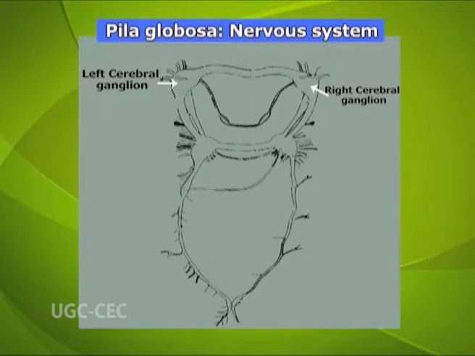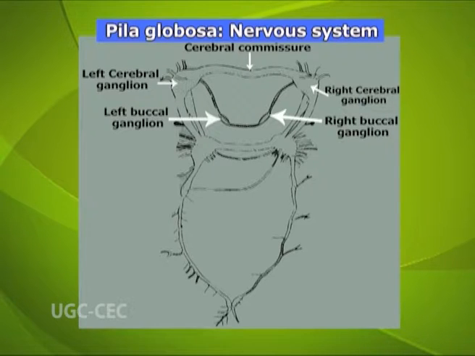A pair of cerebral ganglia lies anteriorly on the dorsolateral sides of the buccal mass, one on each side of the head. The two cerebral ganglia are connected by a thick cerebral commissure running transversely above the buccal mass. Each cerebral ganglion gives off nerves that innervate the eye, the snout, statocyst and the tentacles of its side.